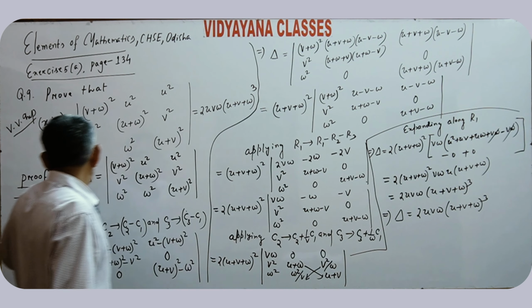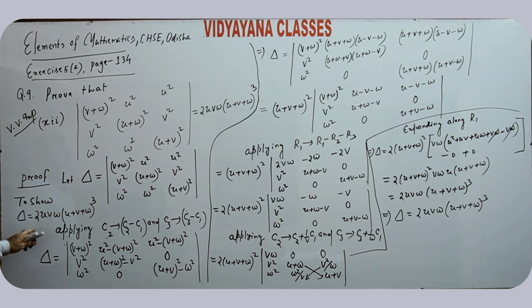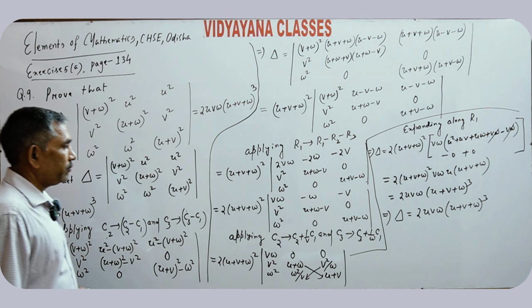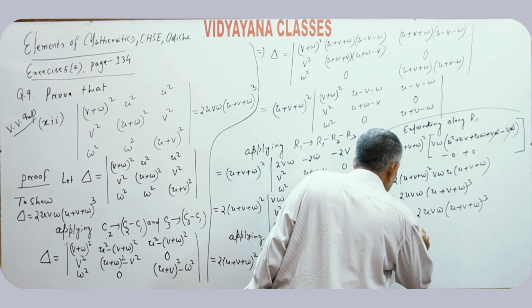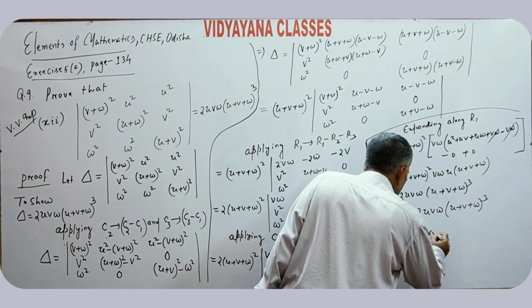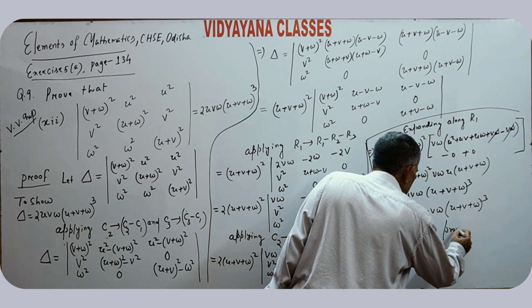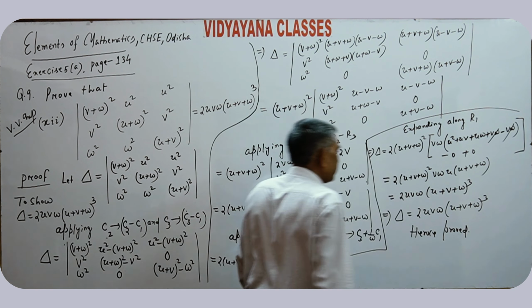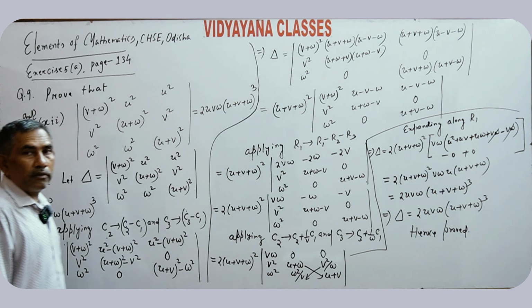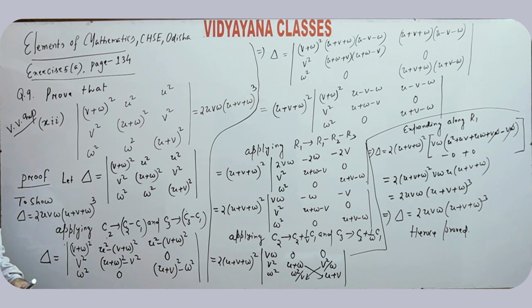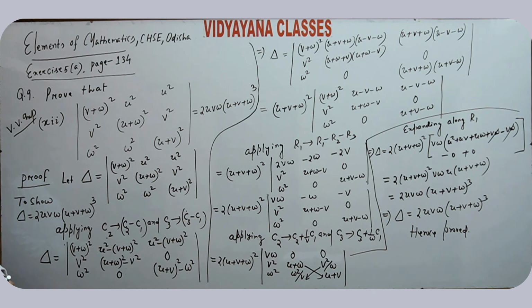We have to show del is equal to 2 times of UVW into U plus V plus W whole cube. Hence proved. Clear? Okay, write down.